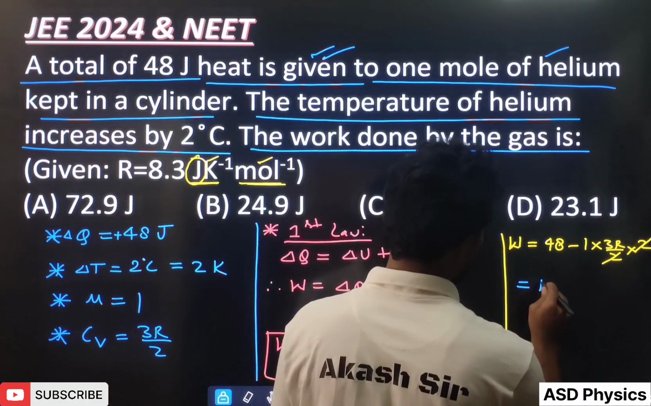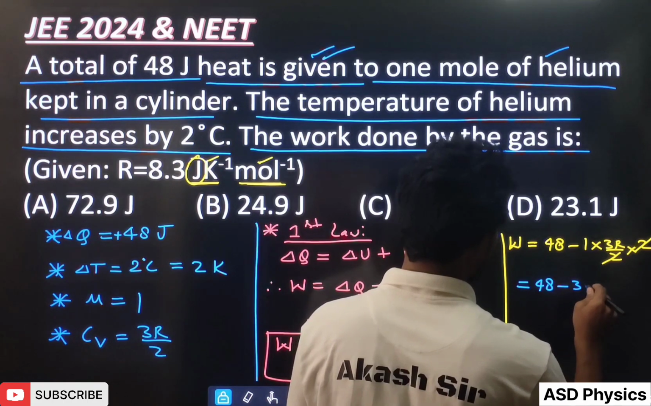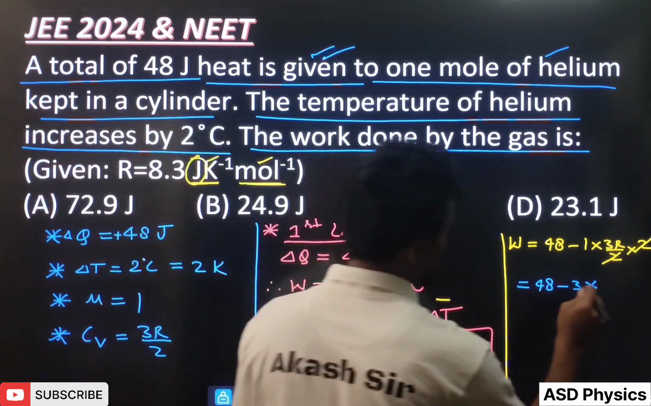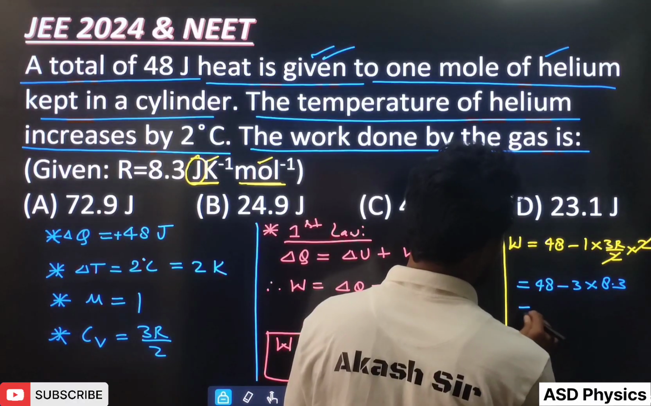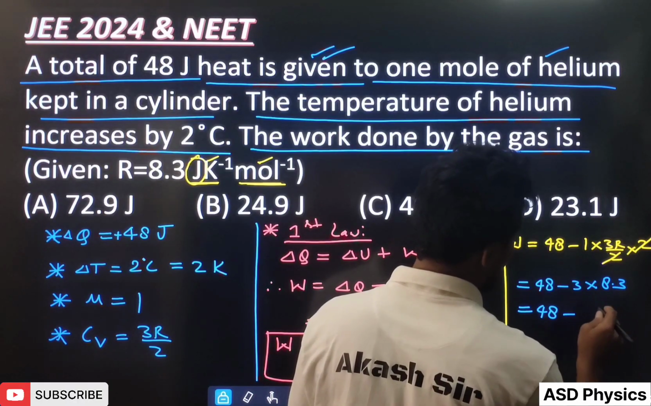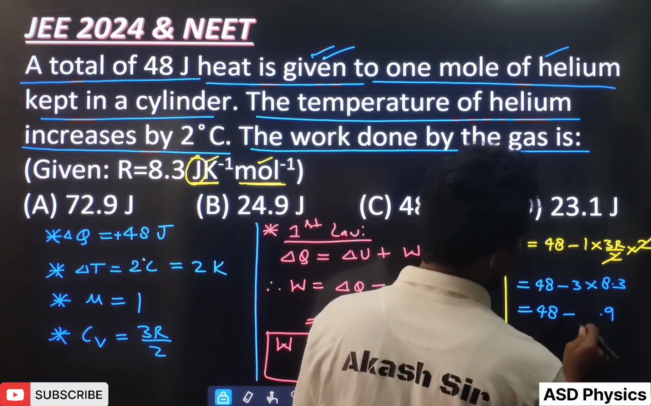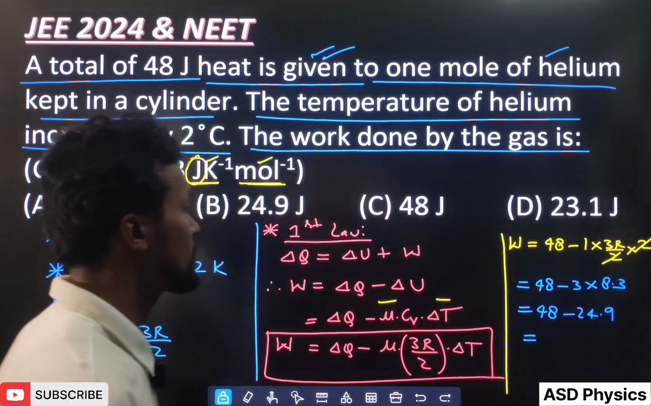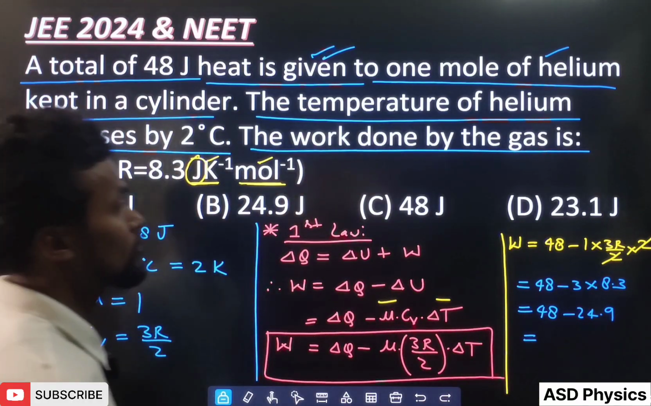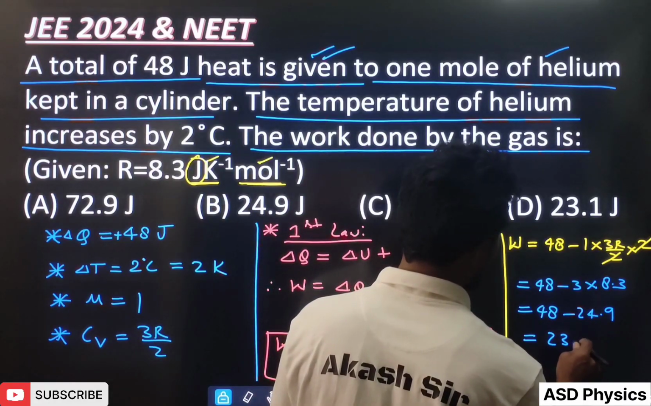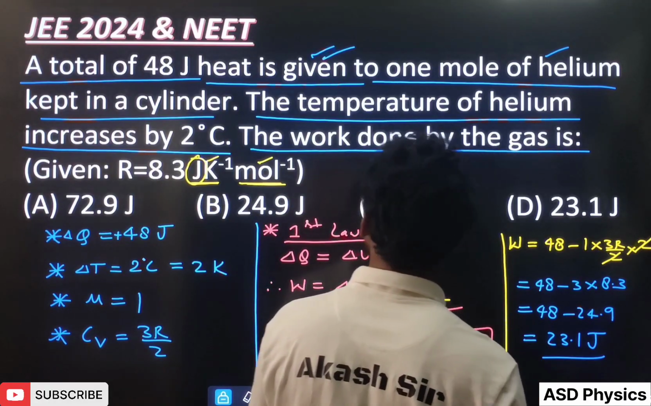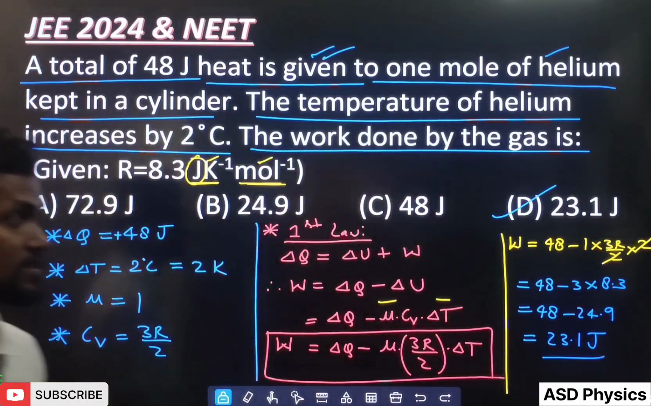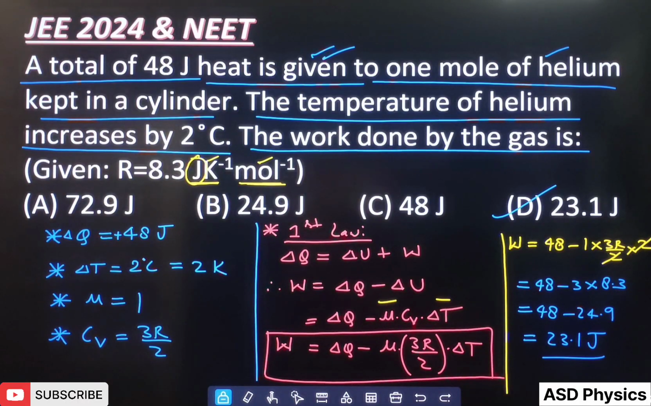Remember that. So this comes to 48 minus 3 into, what is the value of R here? 8.3. 3 times 3 is 9, and 3 times 8 is 24, so 48 minus 24.9, something like that. When you simplify this, it will come to 23.1 joule. That means students, you can see very well the correct option is option D. Can you see very well how we have done this?